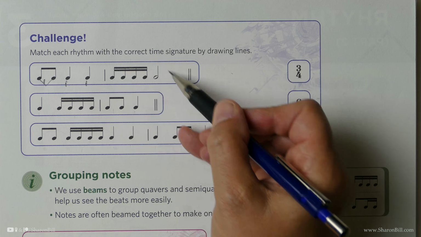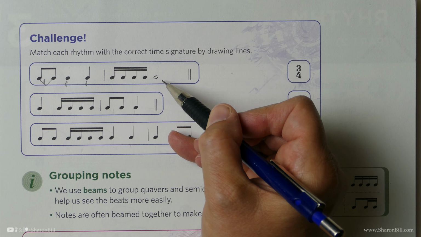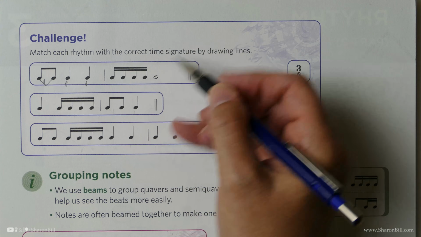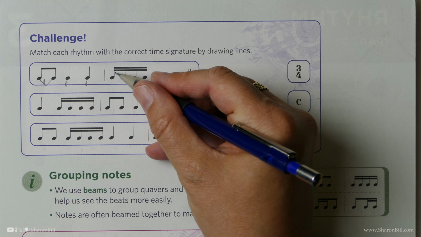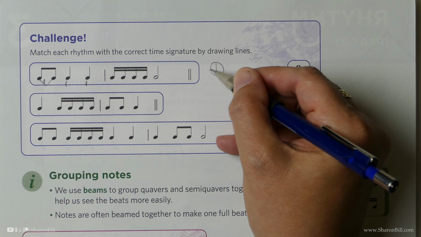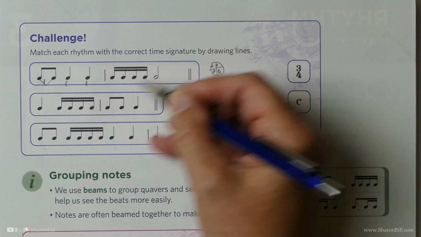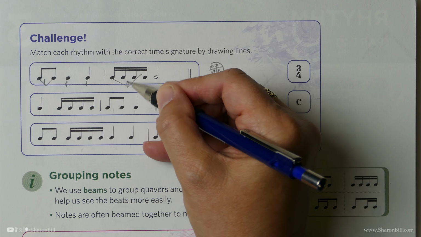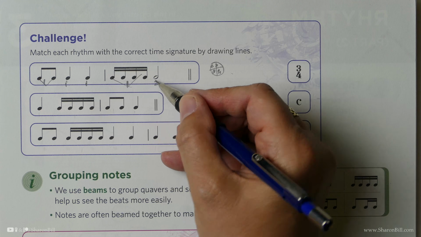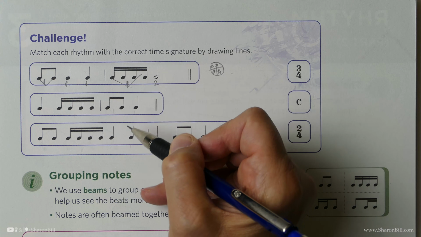Now this bar must be the same, but it's worth just checking. So let's just do some maths to get some extra revision here. We know that a semiquaver is a quarter of a beat, and we know that 4 quarters makes a whole, so there's 1 beat. And then a minim is worth 2 beats, so 1 plus 2 is 3. And so each of these bars contains 3 beats.